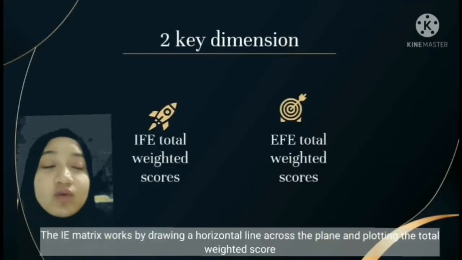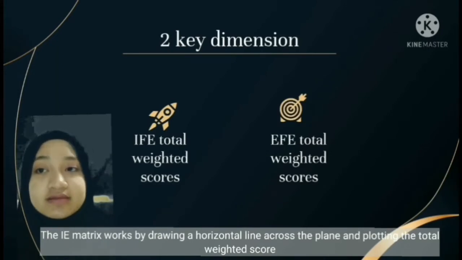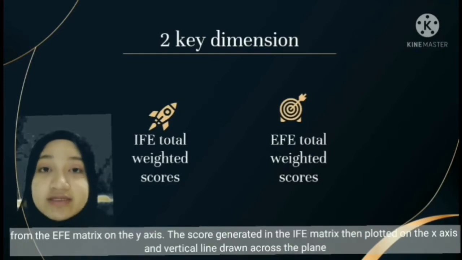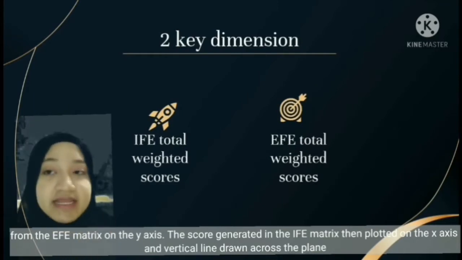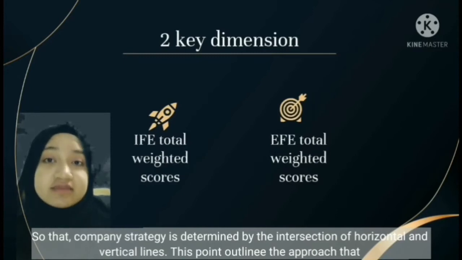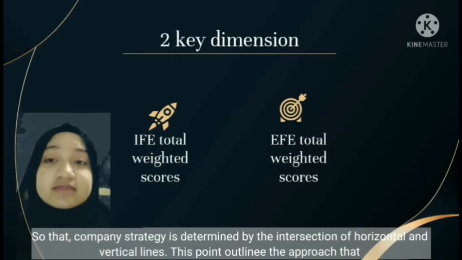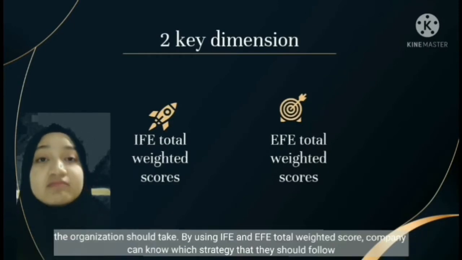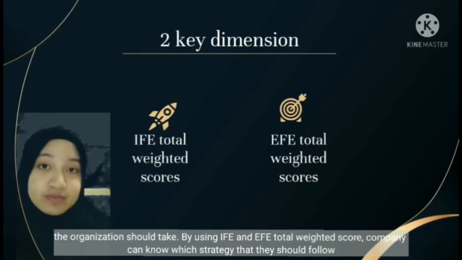The IE matrix works by drawing a horizontal line across the plane and plotting the total weighted score from the EFE matrix on the y-axis. The score generated in the IFE matrix is then plotted on the x-axis and a vertical line is drawn across the plane. The company strategy is determined by the intersection of the horizontal and vertical lines. This point outlines the approach that the organization should take. By using IFE and EFE total weighted scores, a company can know which strategy they should follow.